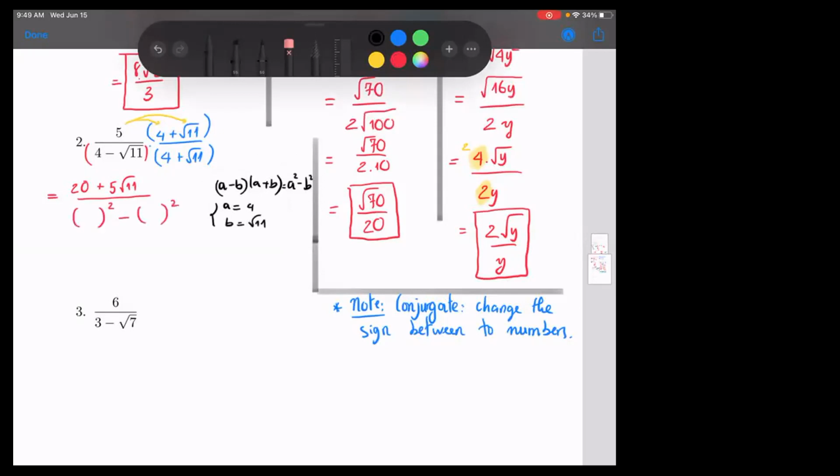Well, that A is 4. B is root 11. So I'm sorry, 4 squared is 16. Right. Let's rewrite the top first. You know what I'm going to do? I'm going to do it like this because I don't feel like rewriting the top all the time. So I'll do it like this.